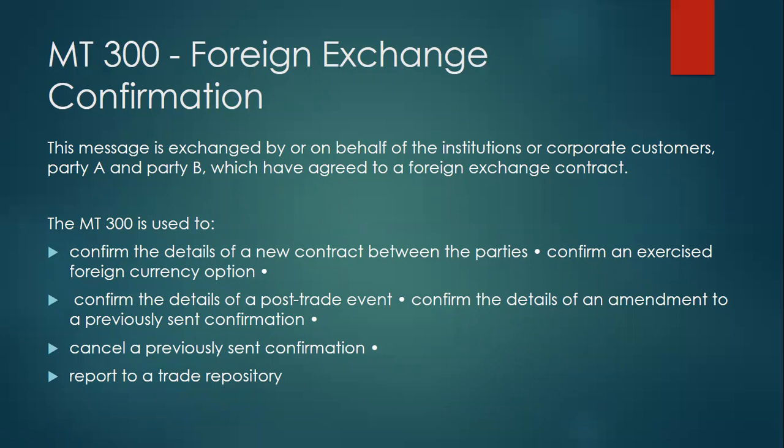Now, this MT300 is used to confirm the details of a new contract between the parties, confirm and exercise a foreign currency option, confirm the details of a post-trade event, confirm the details of an amendment to a previously sent confirmation, cancel a previously sent confirmation, and report to a trade repository. So there are multiple aspects of MT300 in which it can be used, but most commonly it is used to make a deal confirmation. Also, how it works for the deal confirmation for the foreign currency buy and sell.